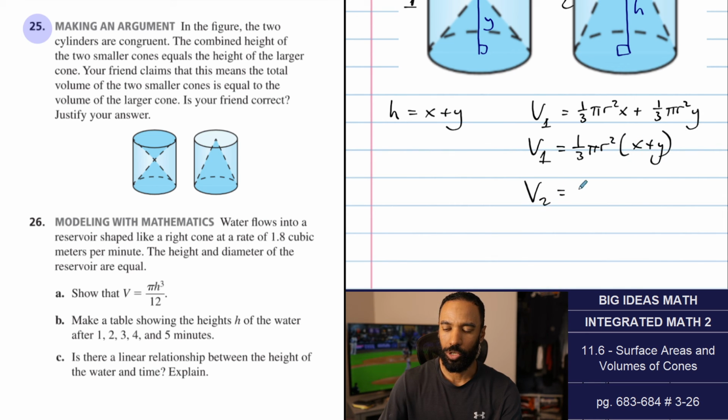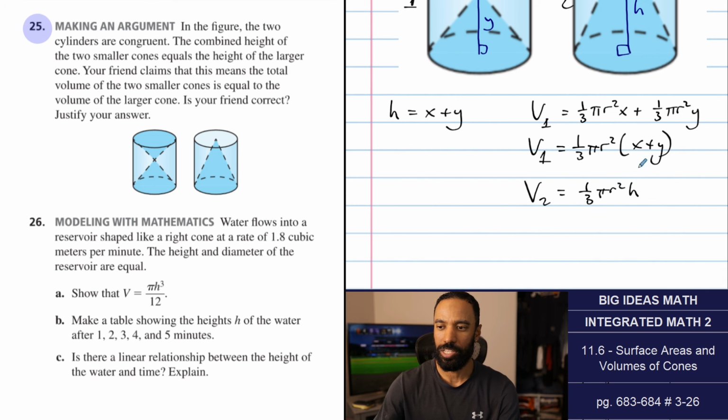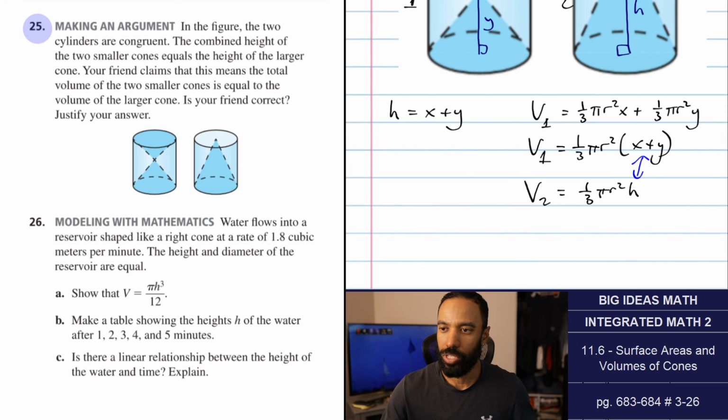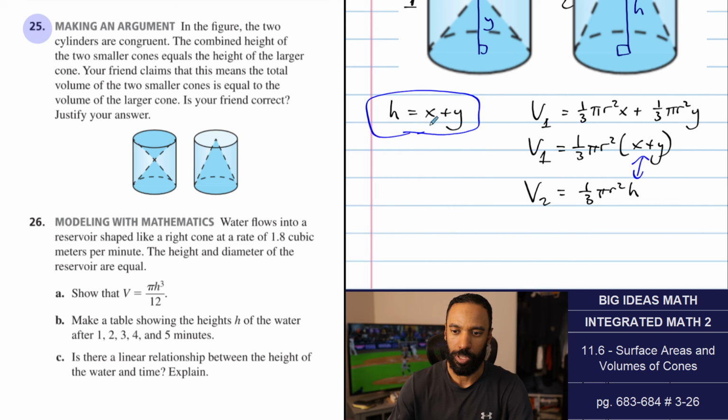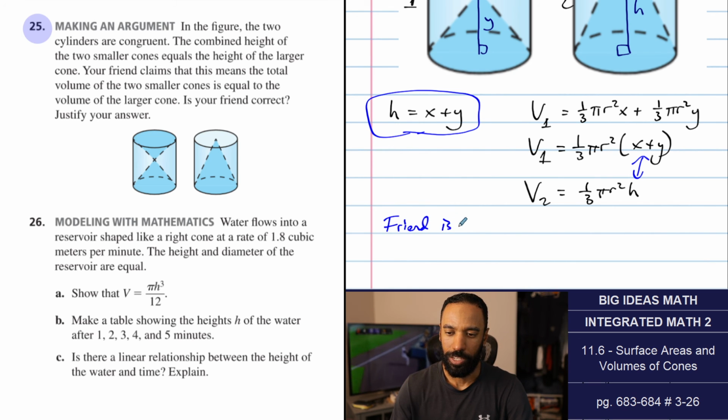Well, volume 2 is 1/3 pi R squared times height, and height does equal X plus Y, and you can see there that there's a connection. So it looks like your friend's argument works, his claim, H equals X plus Y. So yes, friend is correct.